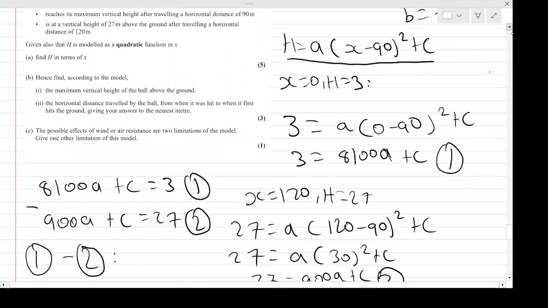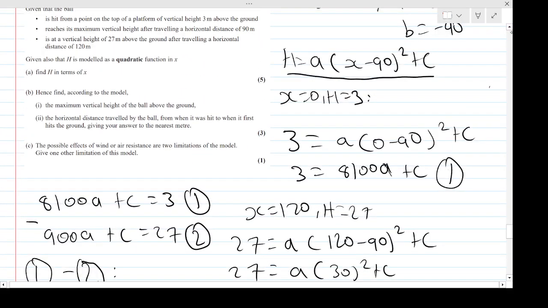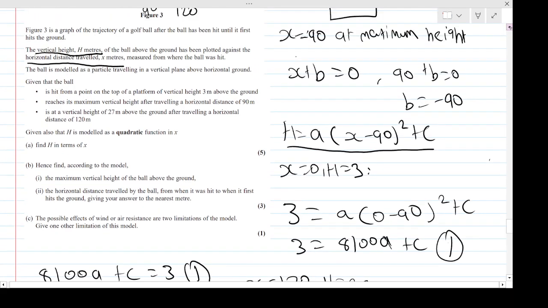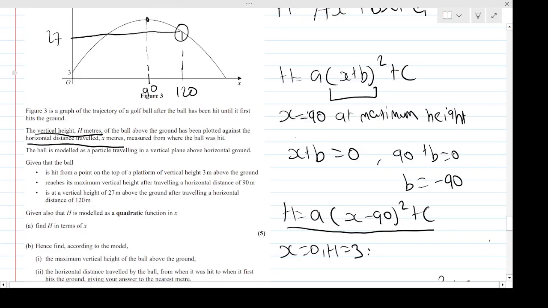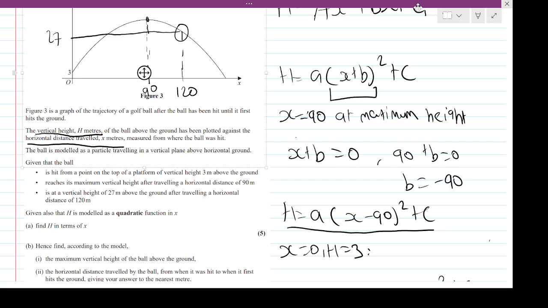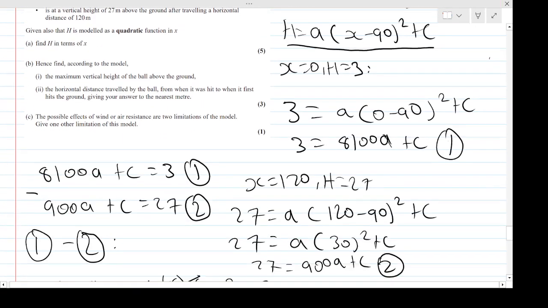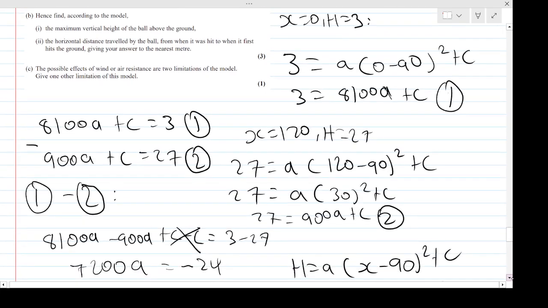Then it says, hence find, according to the model, the maximum vertical height of the ball above the ground. So it's talking about the maximum point again. Because we worked out what x value is, but we don't know exactly the height. That's what it's asking now, the height. So the height and the horizontal distance from when it was hit to when it first hits the ground. Let's have a look at part I first of all. Okay, so part I is the maximum vertical height.